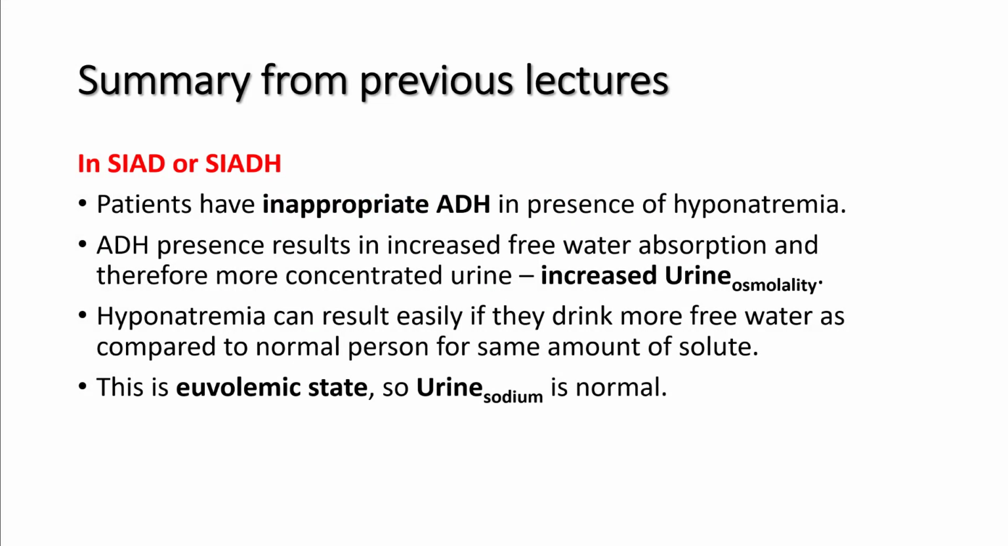From the previous lecture, you understood that in SIAD, patients have an inappropriate ADH response in the presence of hyponatremia, and because of the ADH, their urine osmolality is elevated. Now, hyponatremia can result easily in these patients as their urine osmolality is high, so they need a smaller amount of free water intake for the same amount of solute before they become hyponatremic. These patients are in a clinically euvolemic state, so their urine sodium is normal.